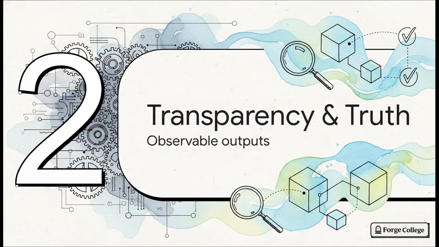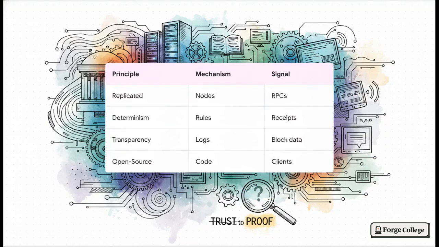Section 2. Transparency and truth. Let's look at the observable outputs. To actually prove this abstract engine is working, we need an engineer's ledger. For every single theoretical principle, there has to be a real, verifiable signal. Replicated state, that gives us public node RPCs. Deterministic rules, they leave behind reproducible receipts. Execution transparency means the block data is always available to you. And open source principles, they lead to multiple independent client implementations.